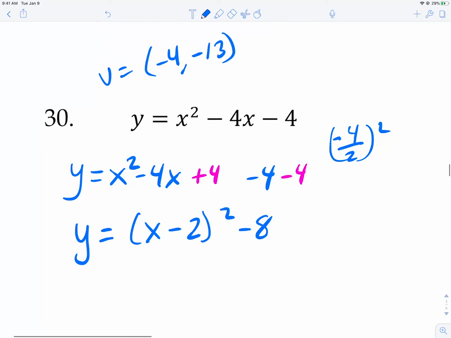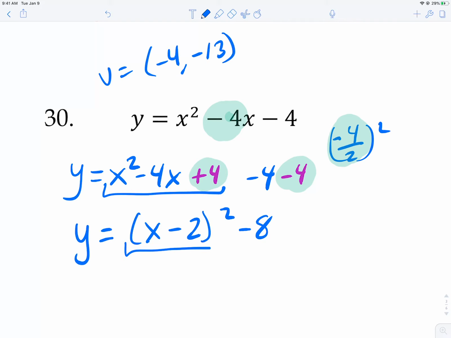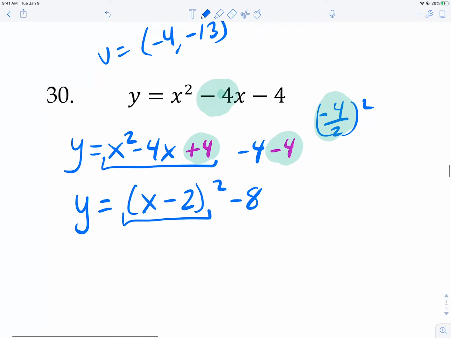And number 30, coefficient of x squared is a 1, which is nice. Our b is a negative 4, so negative 4 over 2 squared is 4, so we added 4 and subtracted 4. The first 3 terms get you an x minus 2 squared. Negative 4 minus 4 is negative 8. So again, our vertex is 2 comma negative 8 if I'd asked you, because now you have it in vertex form.